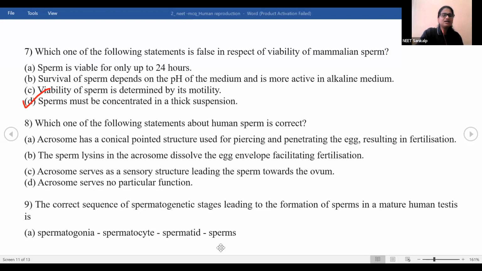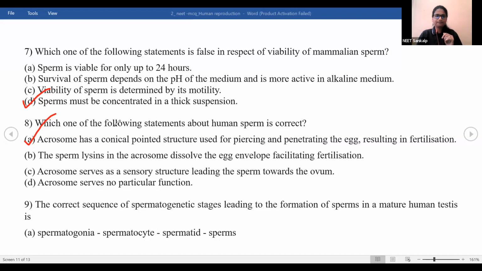Option A is a right answer. The correct sequence of spermatogenetic stages leading to the formation of sperms in a mature human testis is? First option: spermatogonia, spermatocytes, spermatid, sperms.